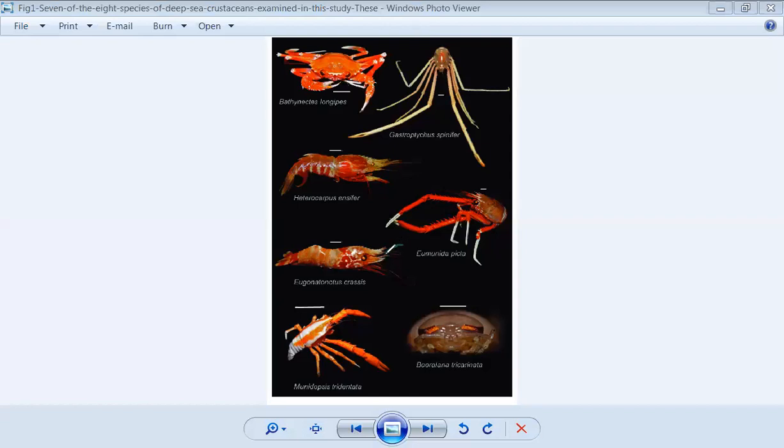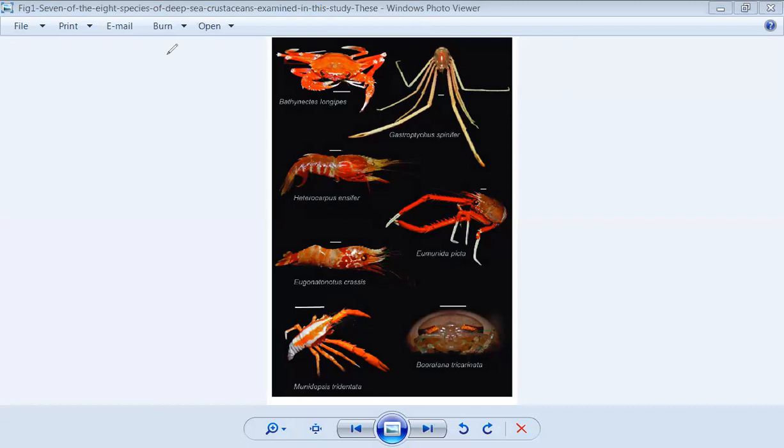Look at these. They are crustaceans because they have antennae. Here they have one, two, and this one has one, two. Even the crab has a small one here and a small one there. So they are crustaceans. What about the next one?